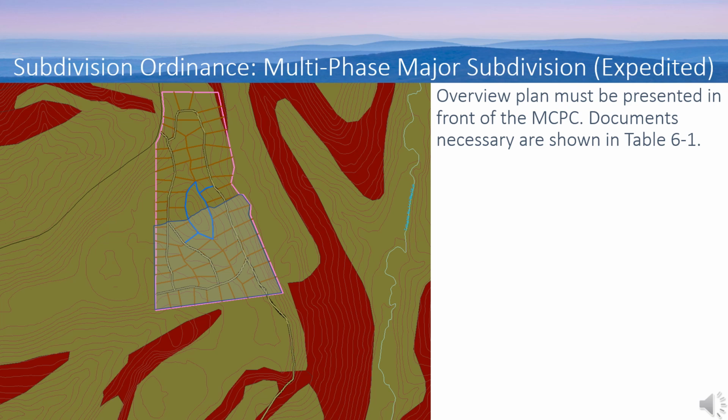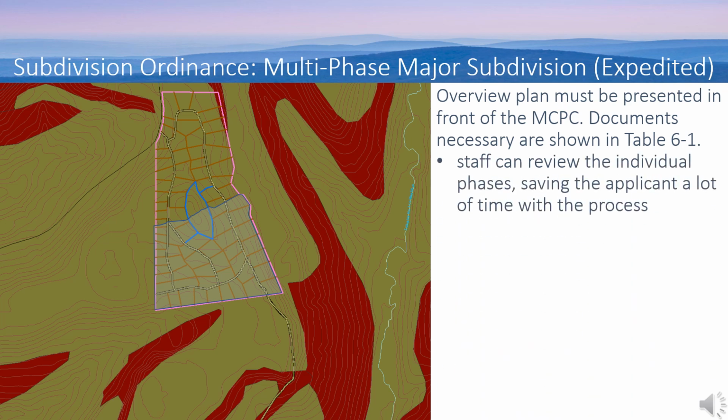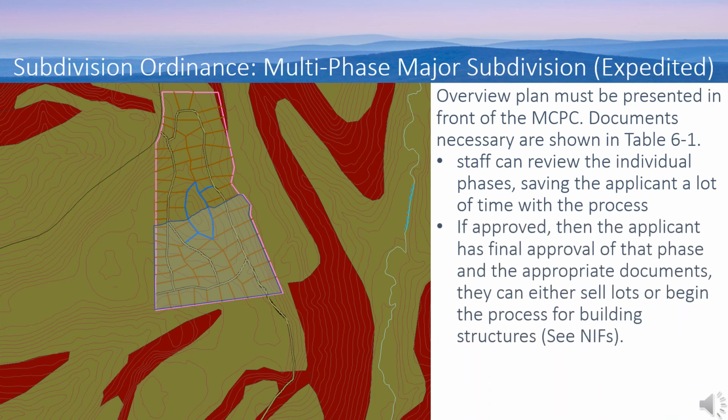If approved with the expedited process, then the staff can review the individual phases, saving the applicant a lot of time with the process, provided that the applicant adheres to the process and does not undertake major changes along the way. If the phase is approved, then with the final approval of that phase and the appropriate documents, the applicant can either sell the lots or begin the process for building structures. See NIFs.